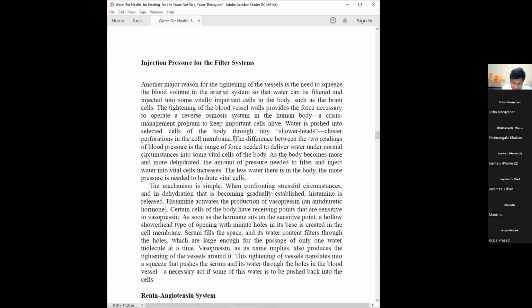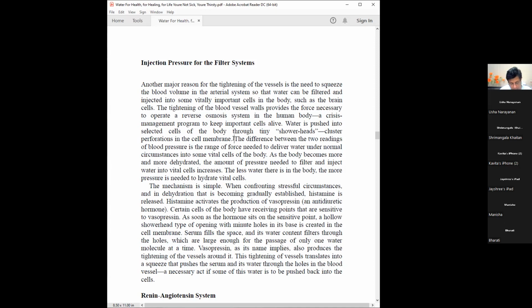The mechanism is simple. When confronting stressful circumstances and in dehydration that is becoming gradually established, histamine is released. Histamine activates the production of vasopressin, an antidiuretic hormone. Certain cells of the body have receiving points that are sensitive to vasopressin. As soon as the hormone sits on the sensitive point, a hollow shower head type of opening with minute holes in its base is created in the cell membrane. Serum fills the space and its water content filters through the holes, which are large enough for the passage of only one water molecule at a time.